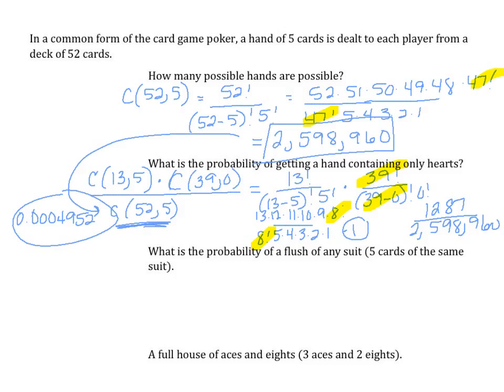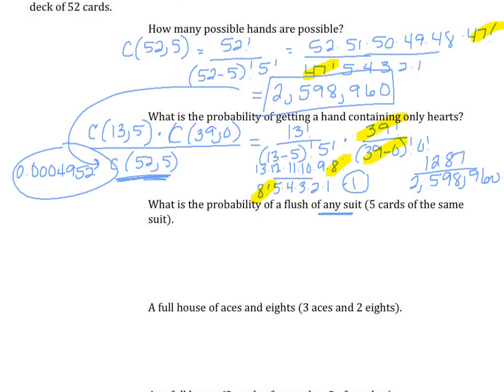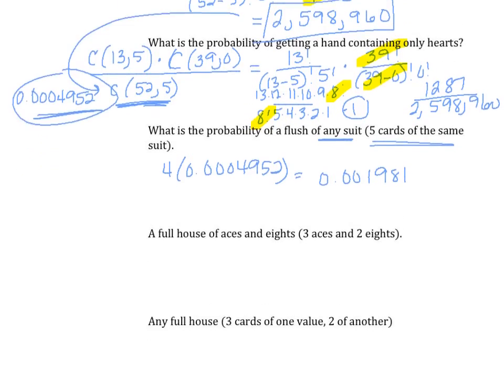What is the probability of a flush of any suit? 5 cards of the same suit. So we just found above here the probability of getting a heart, but we have 4 different suits that we could choose from. So I'm going to take 4 times 0.0004952, and that's going to equal 0.001981. So you have a slightly higher chance of getting 5 cards of any suit versus just getting the 5 cards of just the hearts.